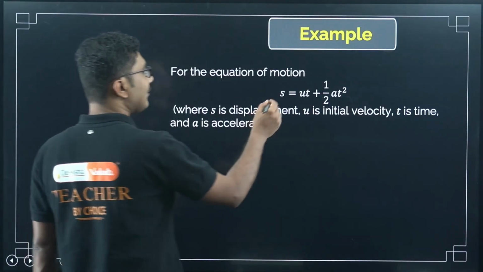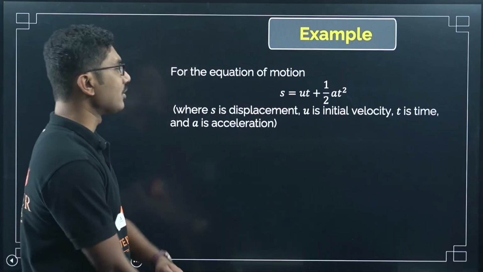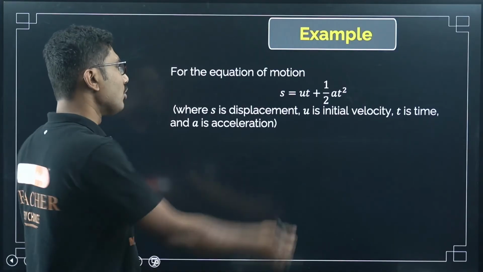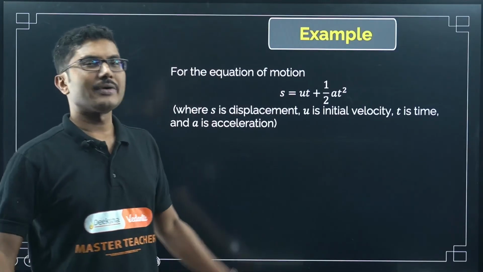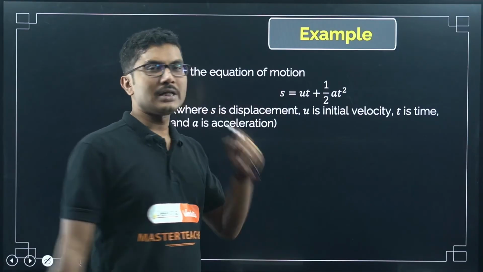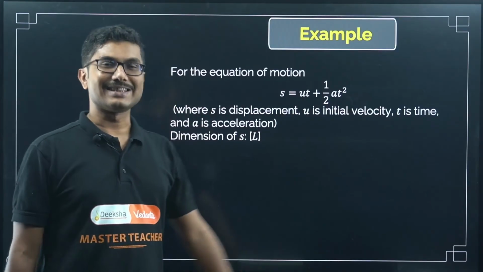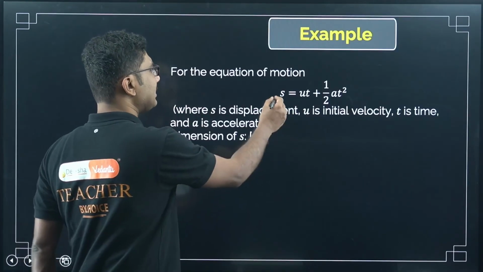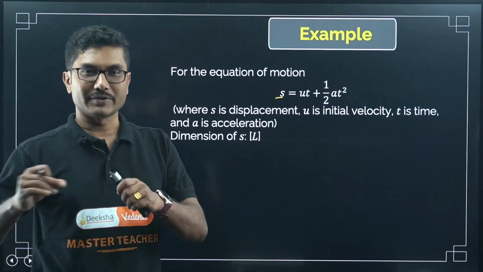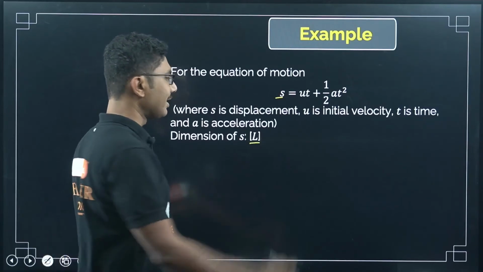So I have given you one equation, S equals ut plus half at square. We all know this equation, but have we ever thought if it is dimensionally correct or not? Let's see. What is the dimension of S? S means distance traveled, right? So distance traveled means the dimension should be that of length. So the dimension of distance traveled is L.